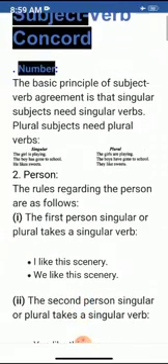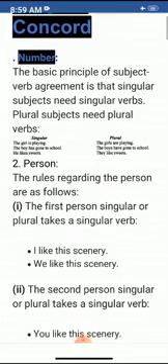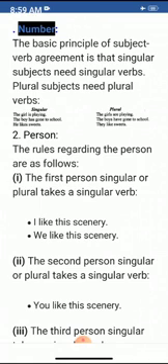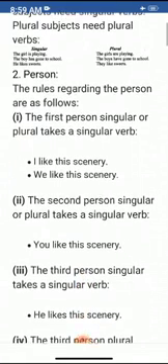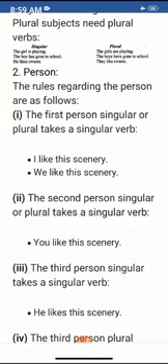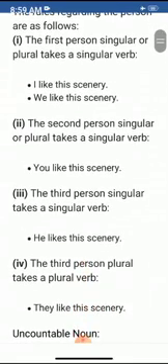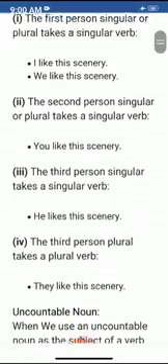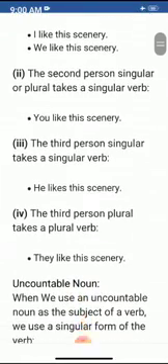Now second is person. The rules regarding person are as follows. As you know, there are three persons: first person, second person, third person. The first person, singular or plural, takes a plural verb form. For example, I like this scenery, we like this scenery. The second person, singular or plural: you like this scenery. The third person singular: he likes this scenery. The third person plural takes a plural verb.